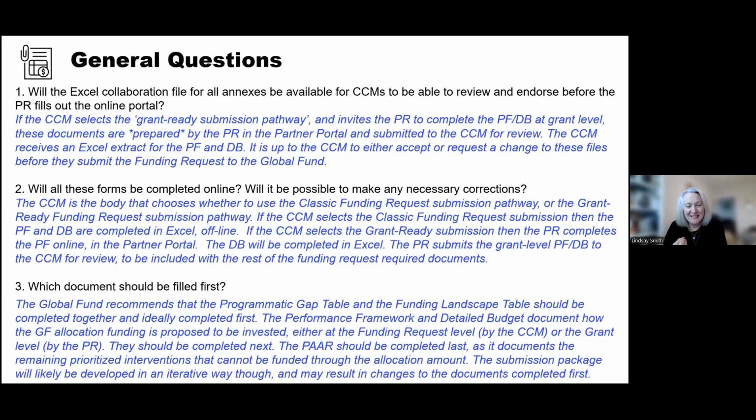So I just want to finalize this comment, though, by saying that it's likely that this may be the right order, but it's likely that these documents would need to be iterated. We would need to go back through these documents after the final grant or the funding request level PF and detailed budget are completed. It may require then updating the programmatic gap table and the funding landscape table if indeed funding is identified through the Global Fund allocation to fund some of those previously identified gaps. So this is an iterative process to prepare the whole funding request submission, but this is our initial recommendation on how to start. Thanks. I'll pass back over to David to close.